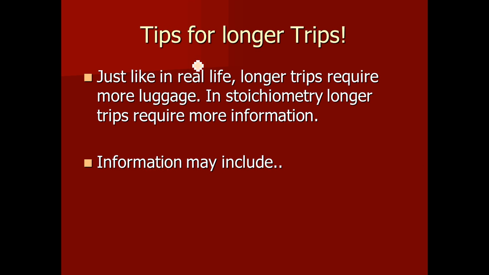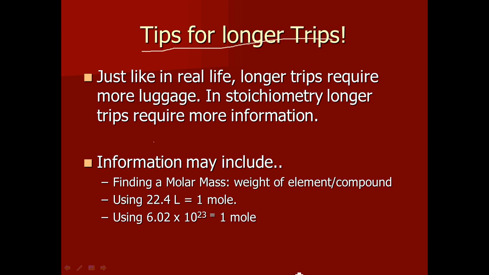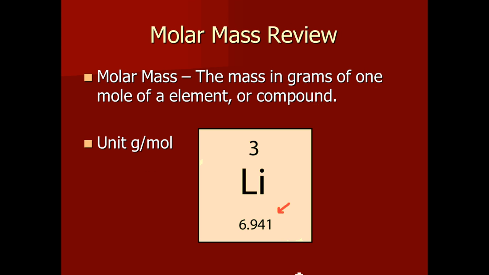So what I'm trying to tell you here is that when we go on longer trips on that chart, I'm going to need some more information. Just like you would bring a lot of luggage on a longer trip, if you're going to California instead of Detroit, you would bring a lot more luggage. So some more information that we might include are going to be finding molar mass. How much does that element or that compound weigh? Using 22.4 liters, or using that 6.02 times 10 to the 23rd. That's a couple more things we're going to need to know.